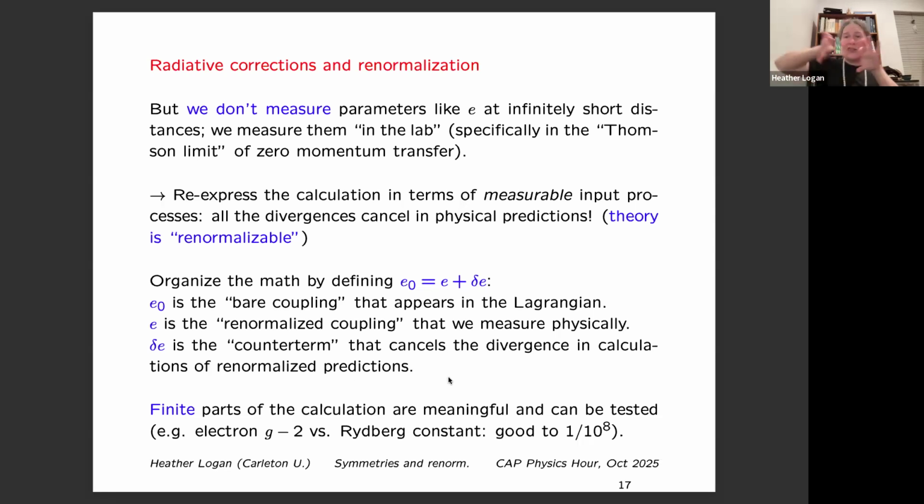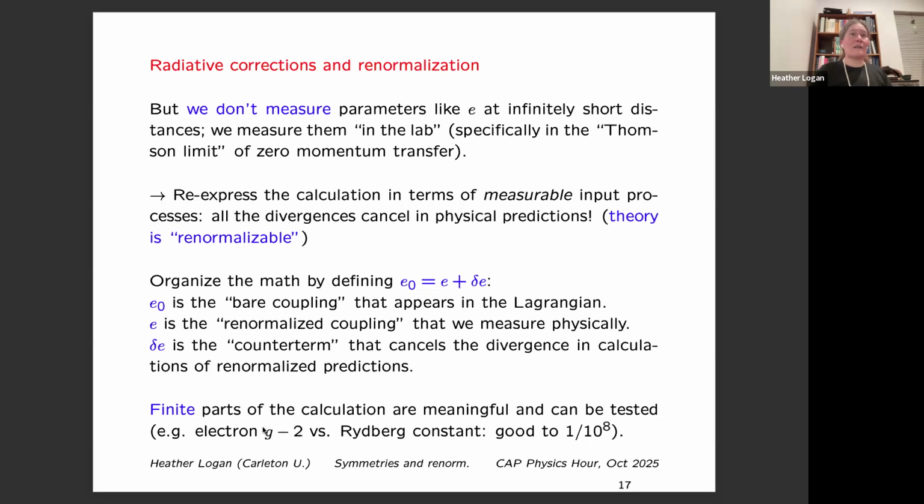So you can shunt all the infinities off to one side. They all cancel, and then you can express your calculation for predictions in terms of the measured input quantities. And the finite parts of this calculation are meaningful, and they can be tested, and it works really well, actually.